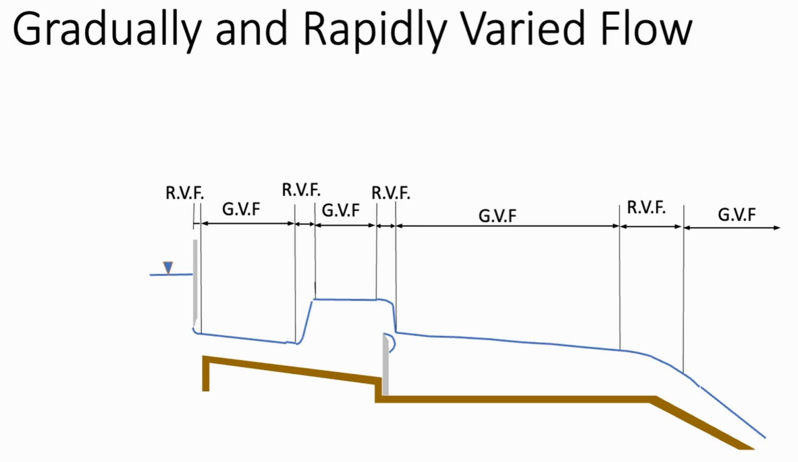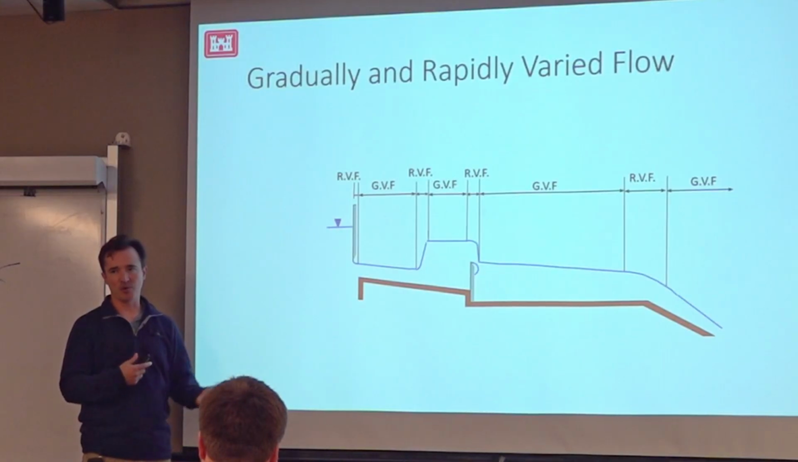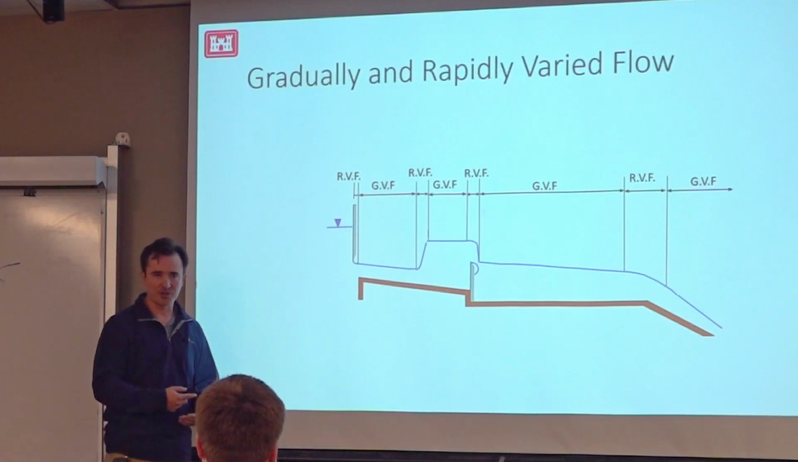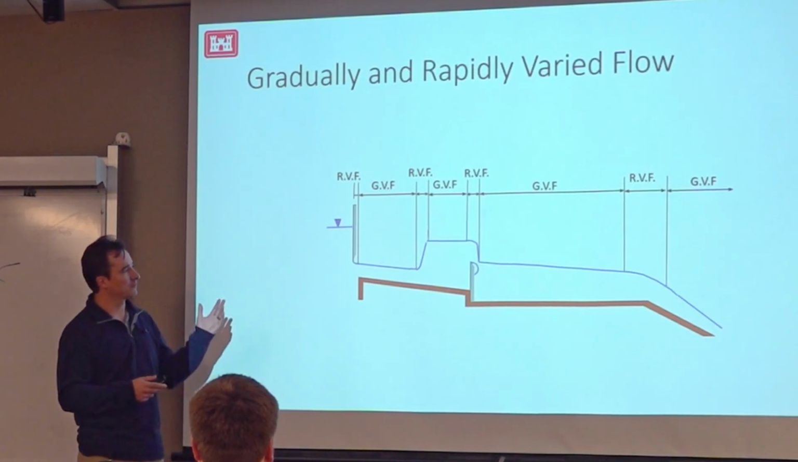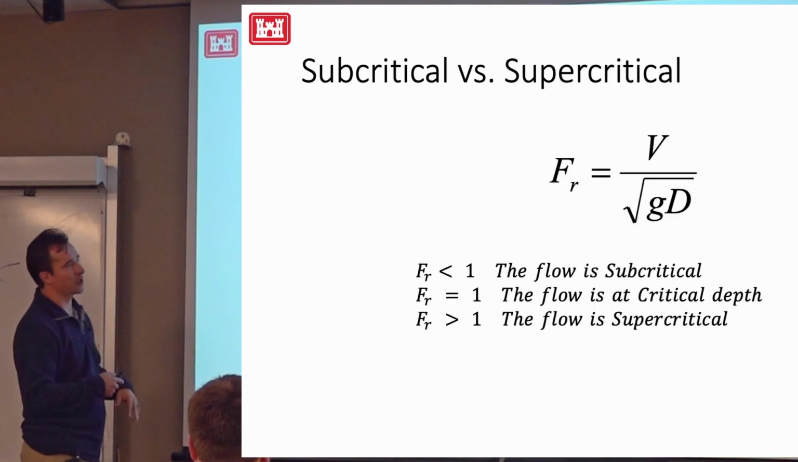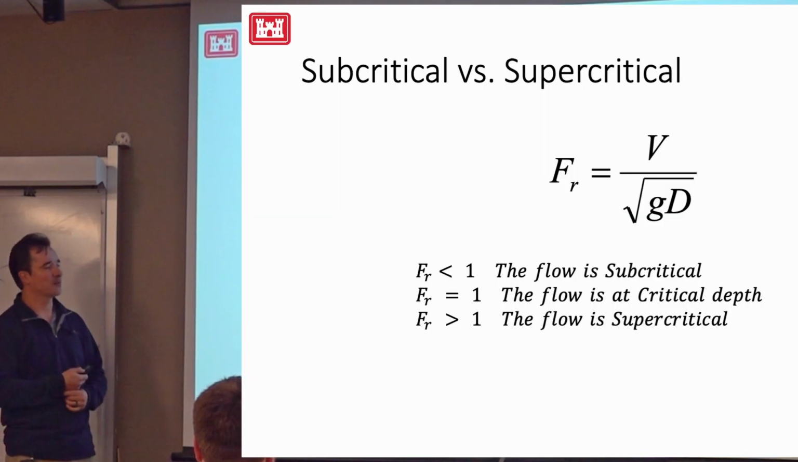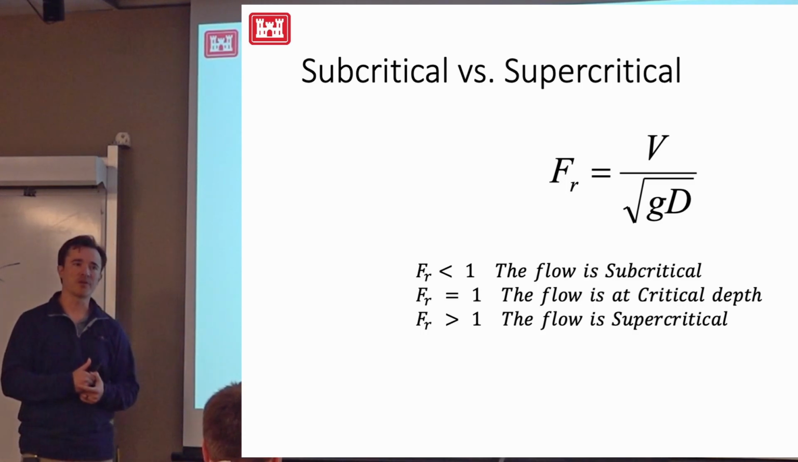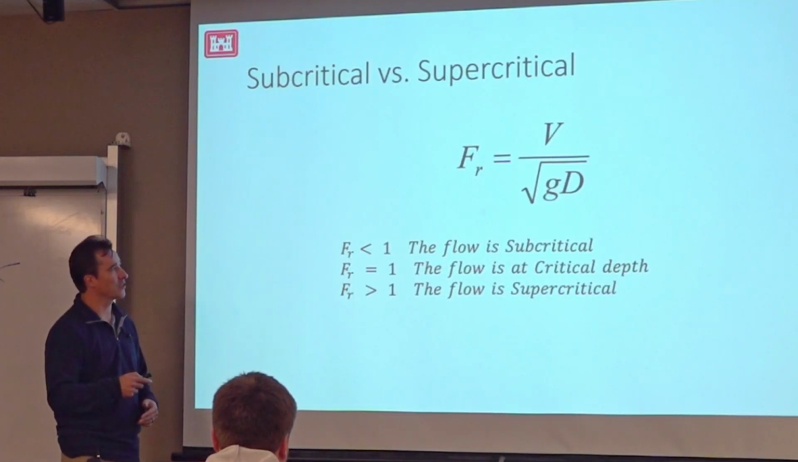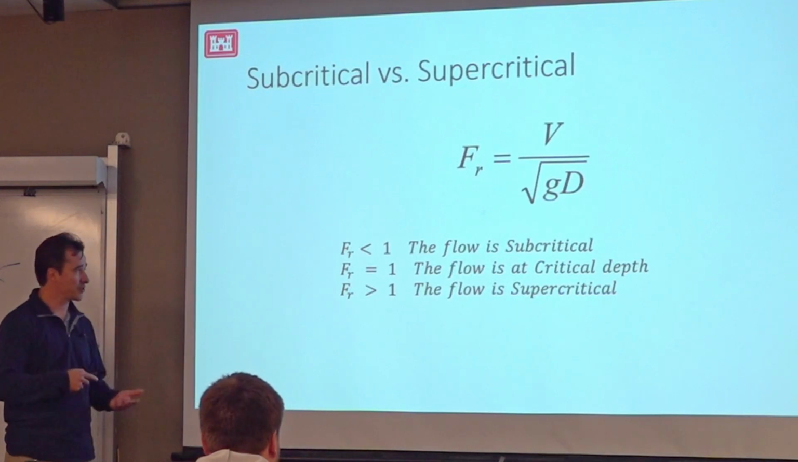And when you have varied flow, you can have rapidly varied flow or gradually varied flow. Gradually varied flow is what it sounds like. Things are changing more slowly, more gradually, and rapidly varied flow, usually at control structures like weirs and things like that, your flow will change more rapidly. An important parameter that we're going to bring up a lot during this week is the Froude number. It's a non-dimensional parameter that tells you whether the flow is supercritical or not. You can also think of it as the ratio between the inertial and gravitational forces.